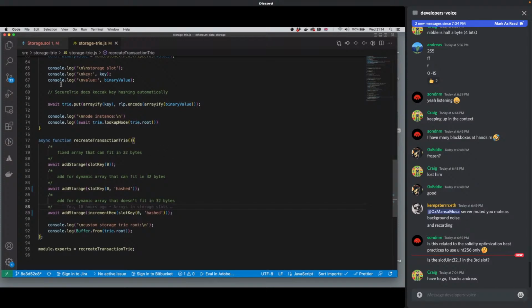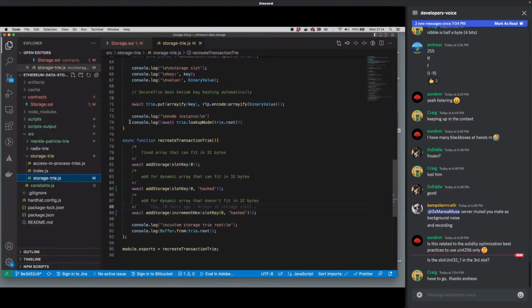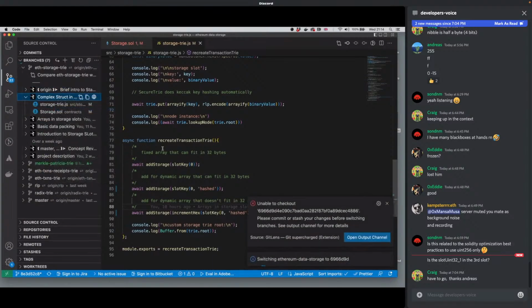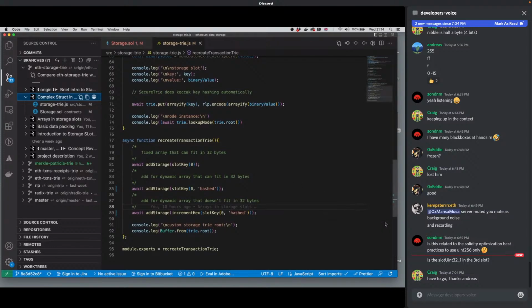Okay, so basically, I'm not going to show you the struct. You can go in it and look at it yourselves, because the struct is just more recursive application of this type of rules. If you have a dynamic array inside of a dynamic array, you have to hash one of the hashed slots, and I think you can get the picture of what you would have to do.